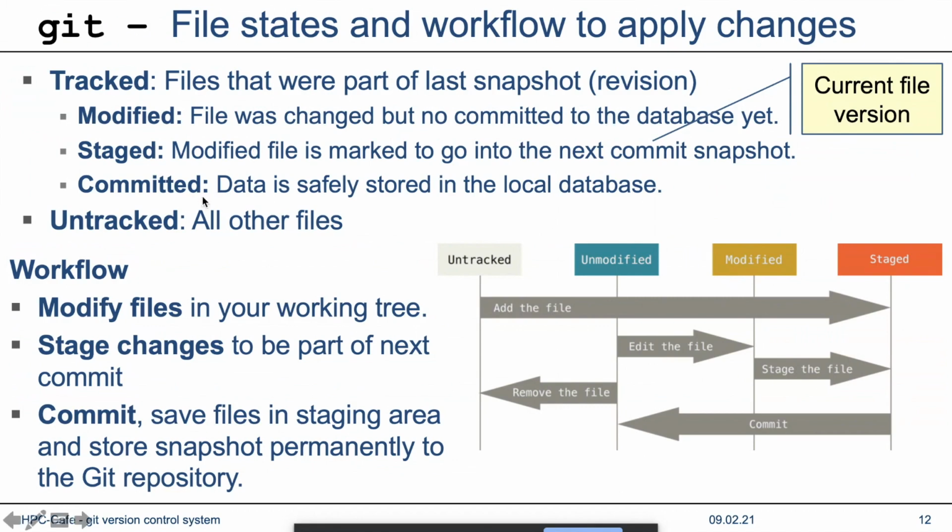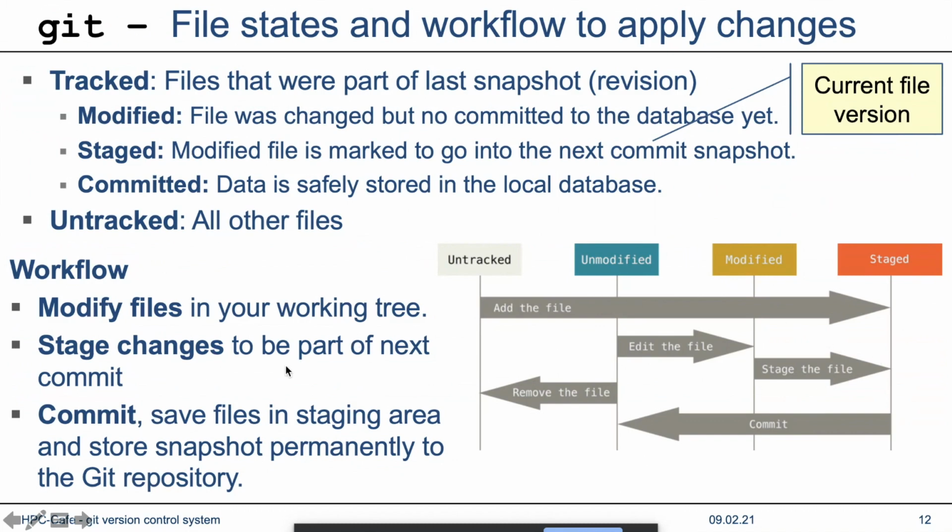And finally, there is committed, or you could call it unmodified. This is all the files and data that is safely stored in the local database. The standard workflow is, you modify files in your working tree. This might also involve adding new files. When you add an untracked file, that is staged then, so that directly goes into the staging area. For the edited files, you first need to stage the file to get it into the staging area.